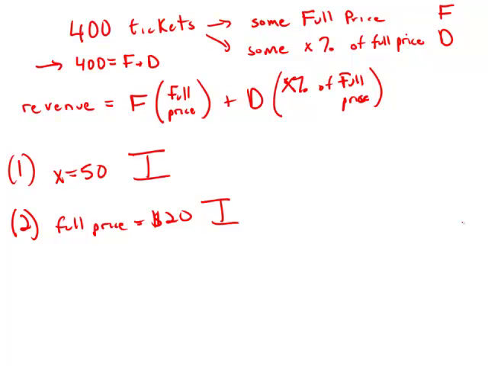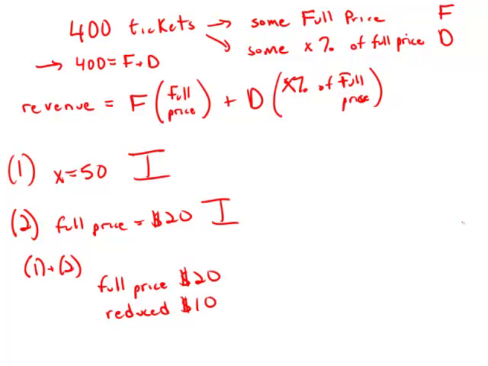Because both individual statements are insufficient, combine the 2 statements. Statement number 1 and statement number 2. Well, now when we put them together, we know that the full price is $20 and the reduced price is 50% of that. So that's $10. So now we know definitely the price of a full price ticket. Some tickets were sold for $20, some were sold for $10.